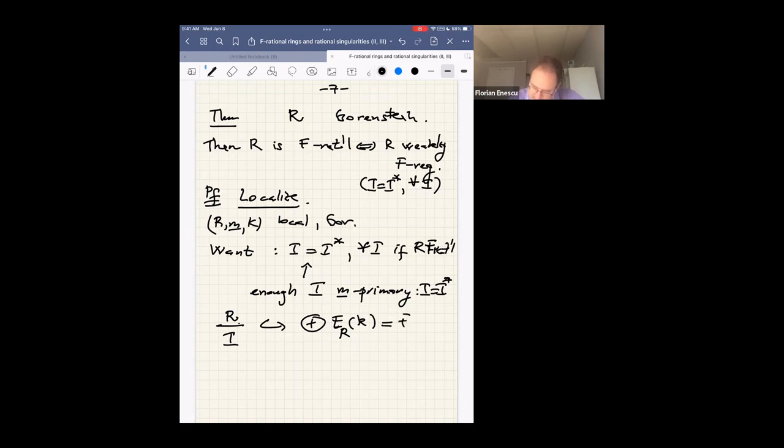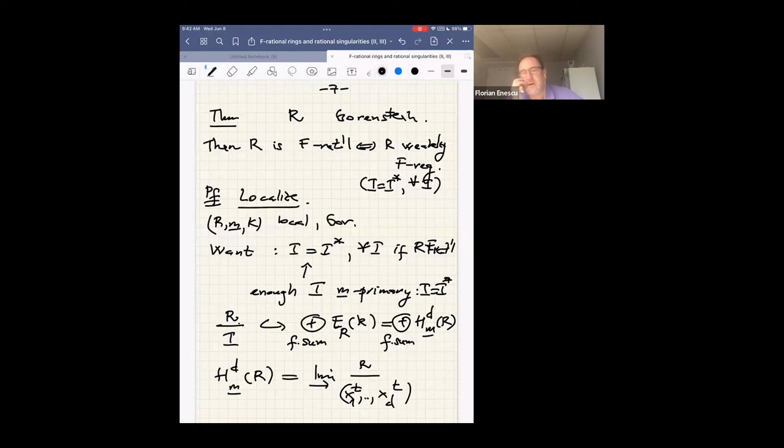And when the ring is Gorenstein, we know that the injective hull is the same as the highest local cohomology, okay? And if you remember, the way we described the local cohomology was as a direct limit of ideals like this. And in this direct system, the maps are injective because the ring is Gorenstein, therefore Cohen-Macaulay. Okay. So now this is an Artinian ring. It's also Artinian, right?